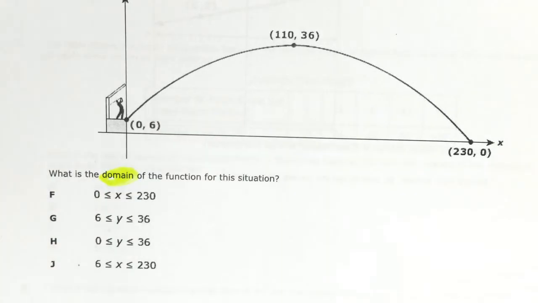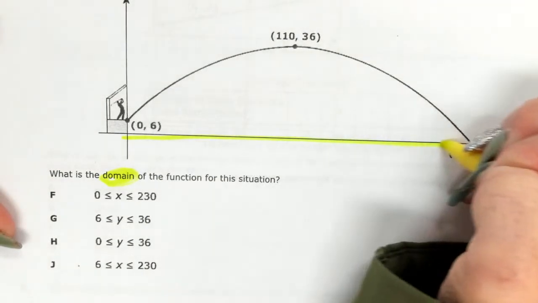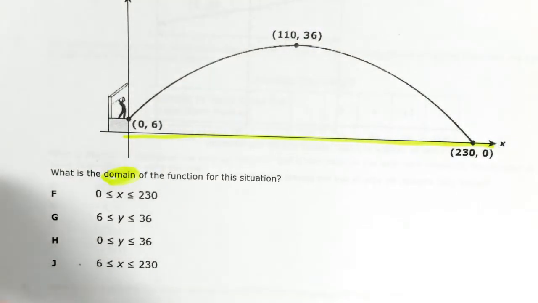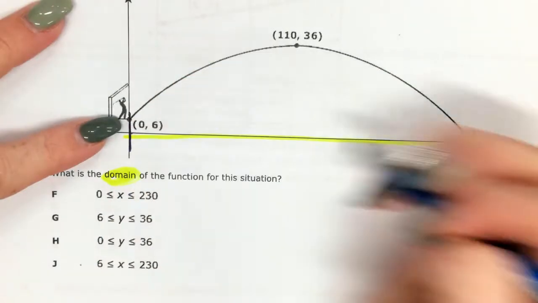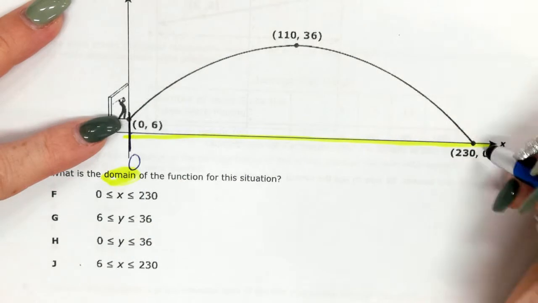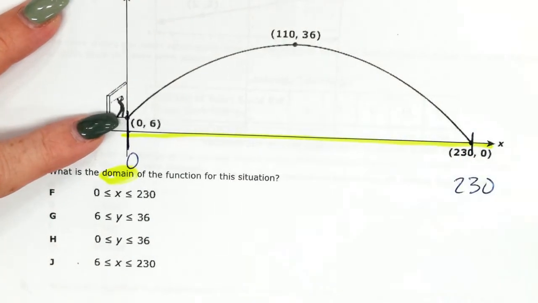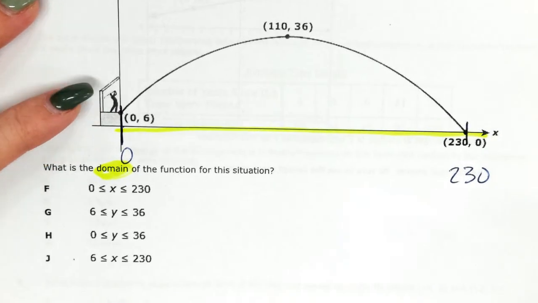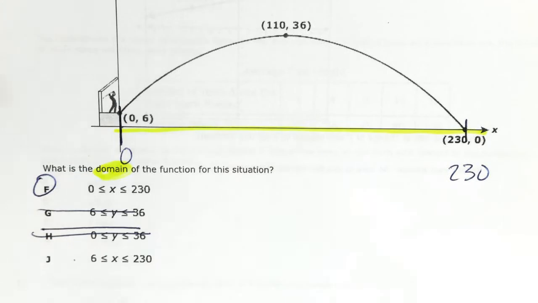Number 2, what was the clue word? Okay, and domain has to do with the x's. So I highlighted the x-axis, and then I'm going to draw a line down right here. What is the lowest x? 0. What is the highest x? 230. So x went from 0 to 230. I could have marked off the y's right away because that is range.